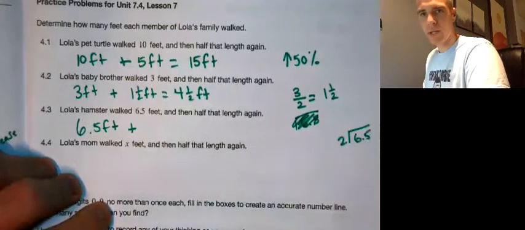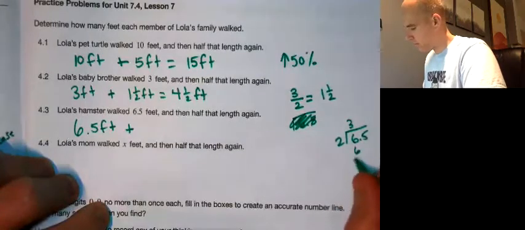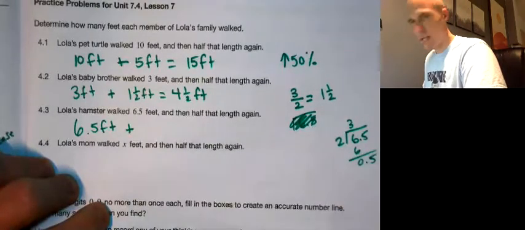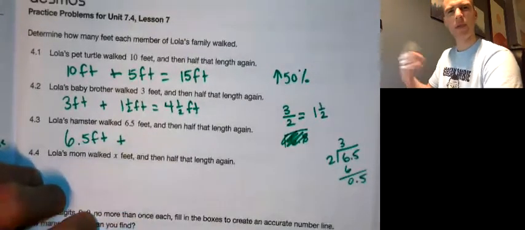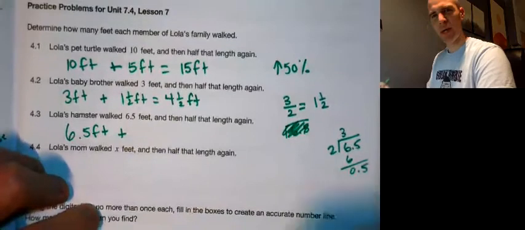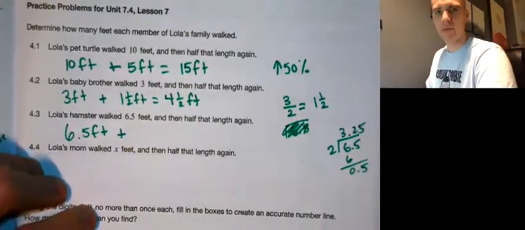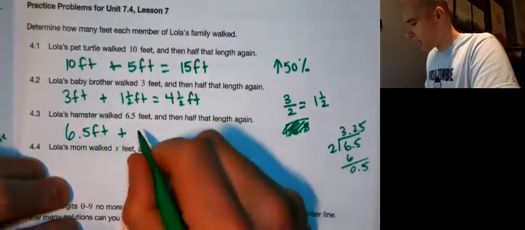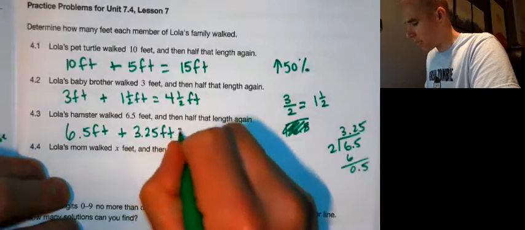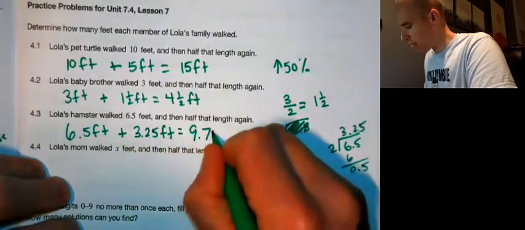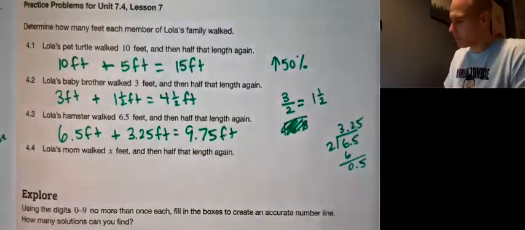Okay, so I know 2 goes into 6 3 times. Subtract it down real quick. And then 2 can go into 5 2 whole times. There's 1 left over, so that means it can go 2.5 times. I'm going to skip a step here, and I know that this is going to come out to 3.25. And so 6.5 feet plus 3.25 feet equals 9.75 feet, or 9 3/4 if you like that better.